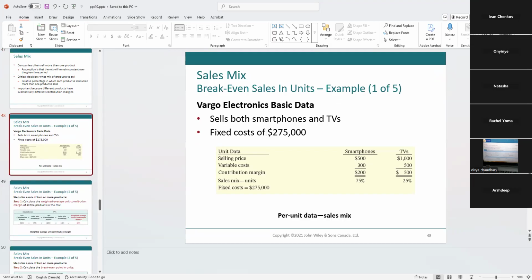Now, they have a total fixed cost, right? The total fixed cost is that much. But every unit of each product gives them a contribution margin.